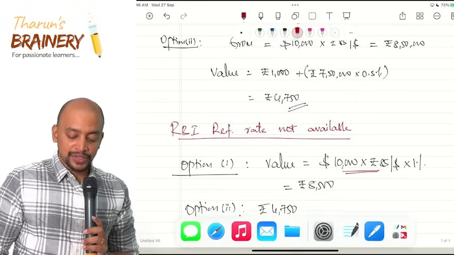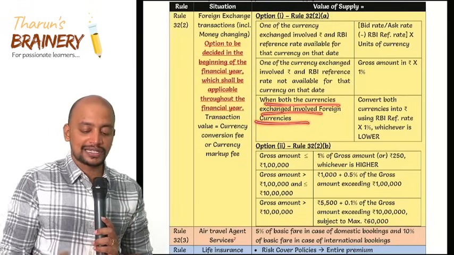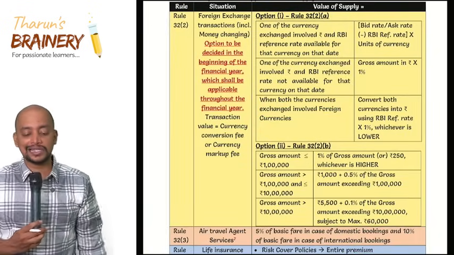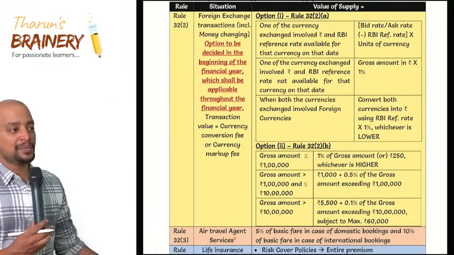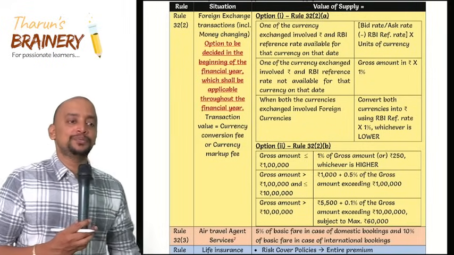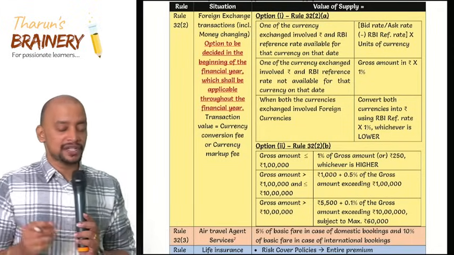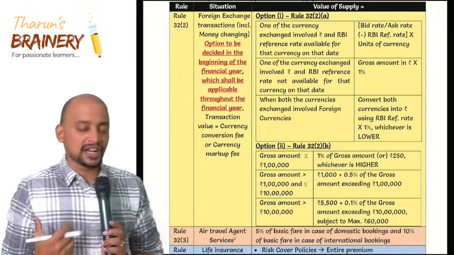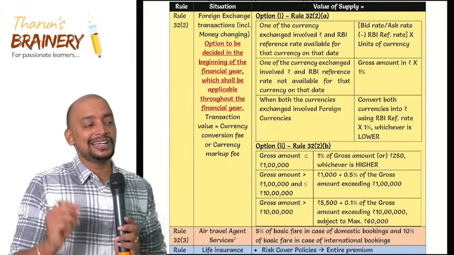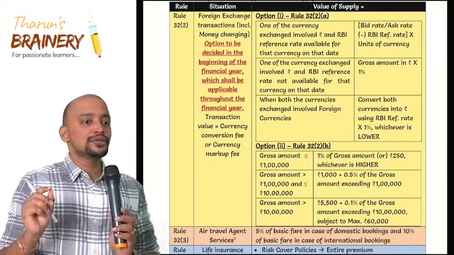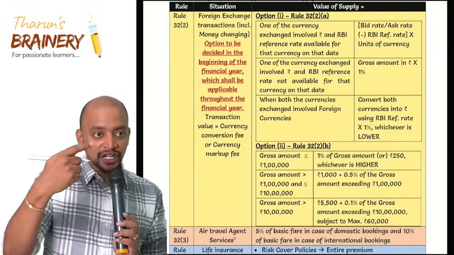Then suppose we have a third situation: both the currencies exchanged are foreign currencies. In that case, convert both currencies into Indian rupees using the RBI reference rate and multiply with 1%. Take whichever is lower, not whichever is higher. Generally in the exam we get confused between whichever is higher and whichever is lower. So please highlight that and write it separately, so that one day before the exam you can quickly revise it.